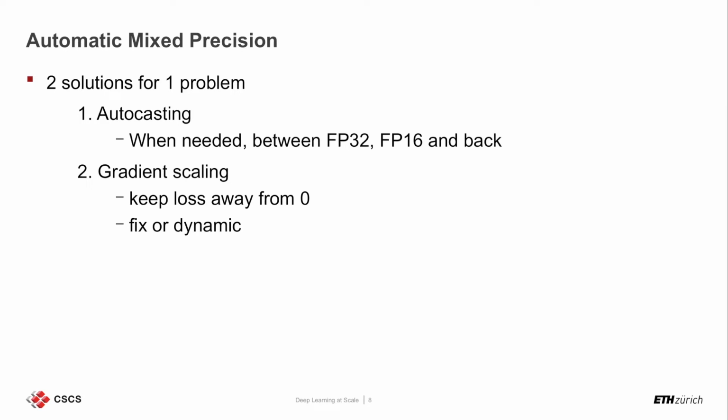You have to keep your loss away from zero. And this is done basically by just multiplying your loss by a large-ish scalar. And in some cases, that can be done dynamically. So you can probe your backward pass, and if you see any numbers going to zero or infinity, or not a number, sorry, not zero, you can actually increase or decrease your loss scaling to accommodate for that.